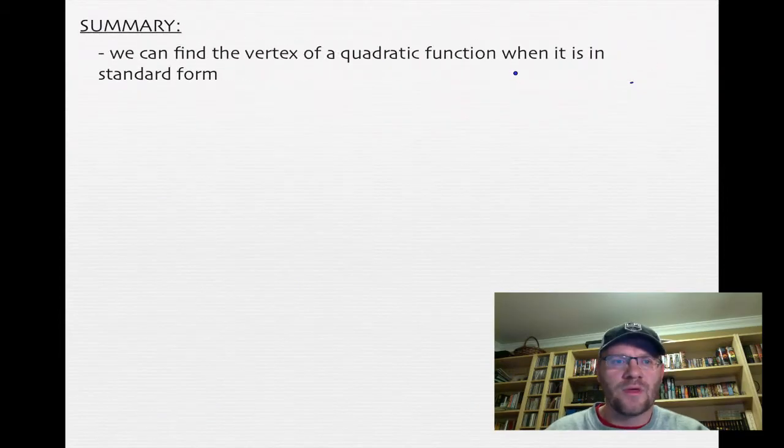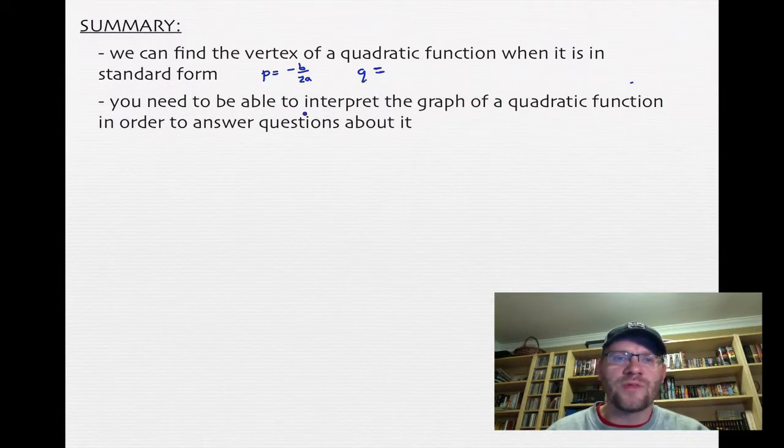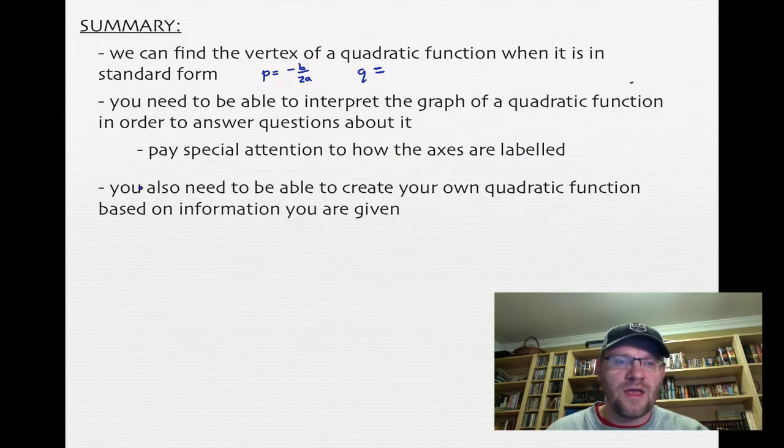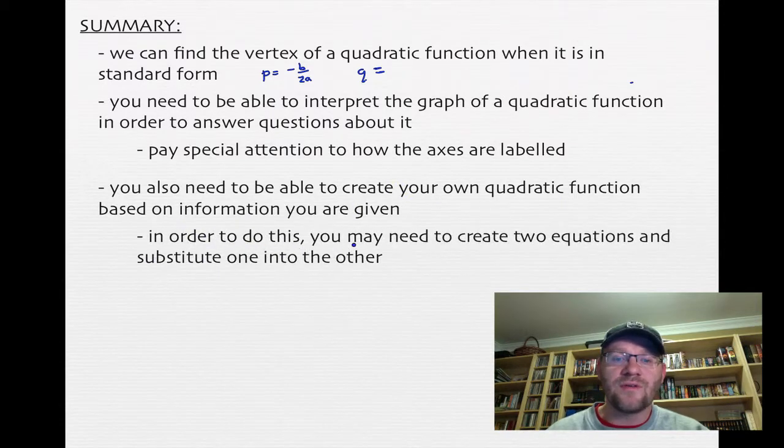So in summary, we can find the vertex of a quadratic function when it's in standard form, and the way we do that is we use this concept that p is negative b over 2a, and after you figure that out, then you can plug it back into the original function and find out what your q value, or the other value for your vertex, is. You also need to be able to interpret the graph of a quadratic function in order to answer questions about it. So you need to be able to read numbers off the graph and especially pay attention to how the axes are labeled. And you also need to be able to create your own quadratic function based on information you are given. In order to do this, you may need to create two equations and substitute one into the other.